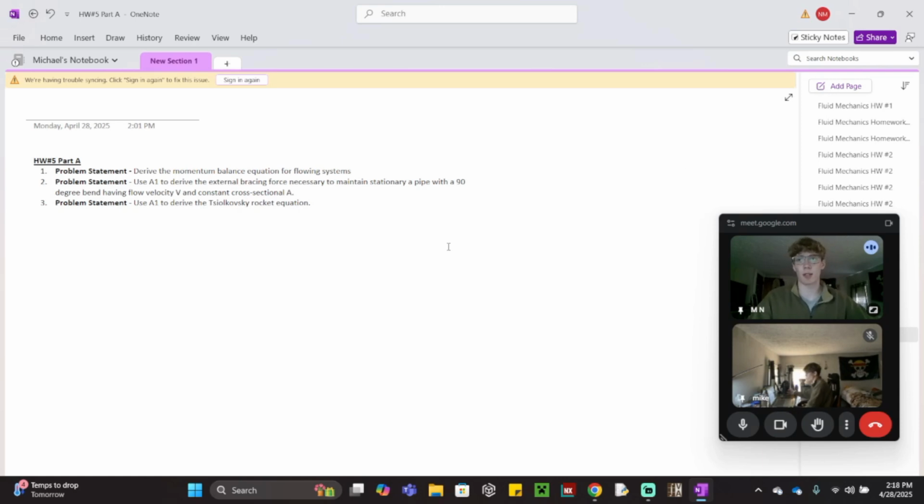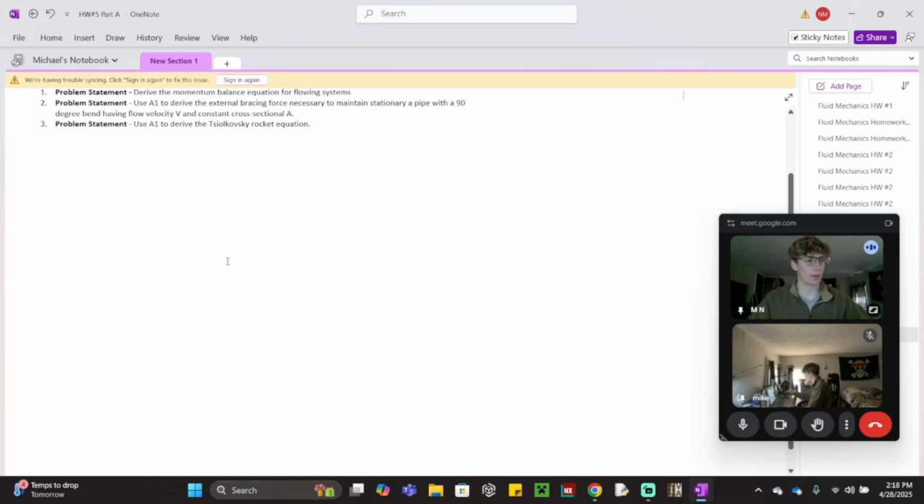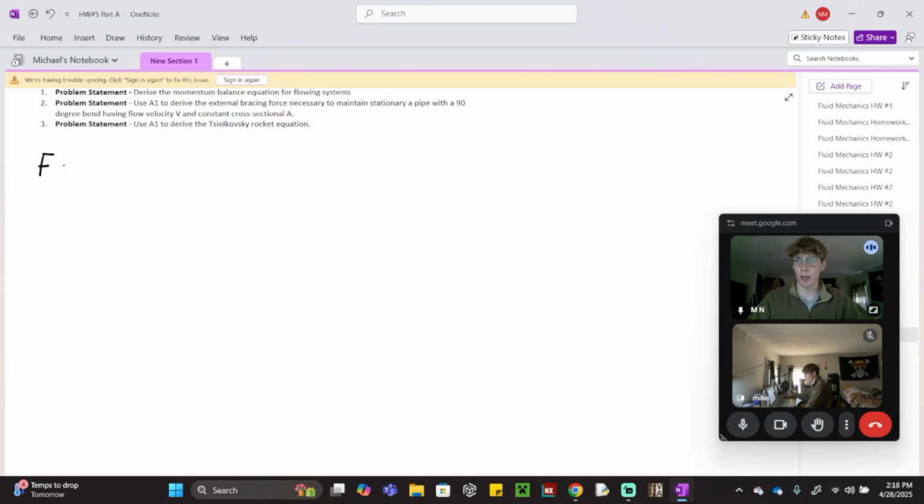So the first problem statement is asking us to derive the momentum balance equation for flowing systems. So let's scroll down a little bit. For flowing systems, the momentum balance equation is going to look like this. We know that a force equals a mass times acceleration, and we can simplify this further: d(mass times velocity)/dt. And this can be simplified as well into d(mass times velocity) of the system.